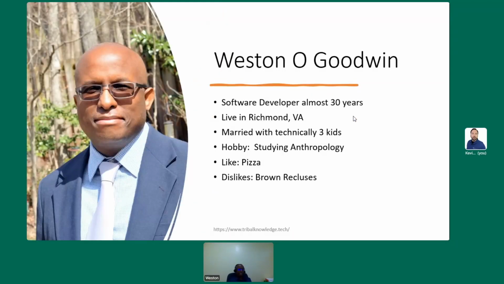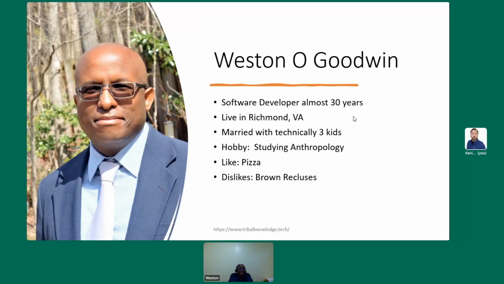A little bit about me. My name is Weston Goodwin. I've been a software developer for about 30 years. I live in Richmond, Virginia. I'm married. I have technically 3 kids. And I say technically because one of my kids is actually my sister. I got custody of her when she was about 12 when our mom died. And so I'm like 17 years older than her. And there are no children in between us.